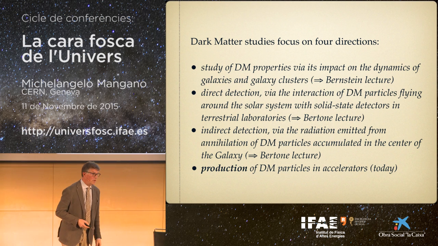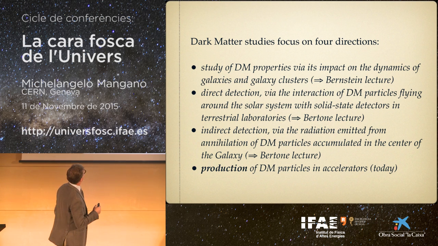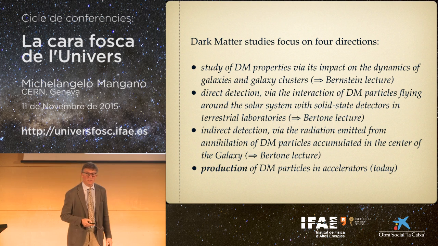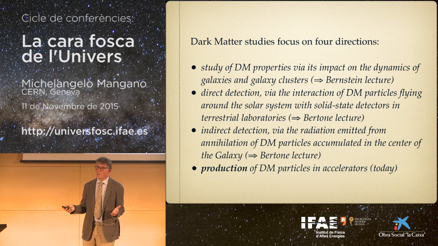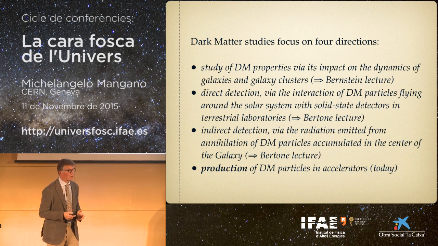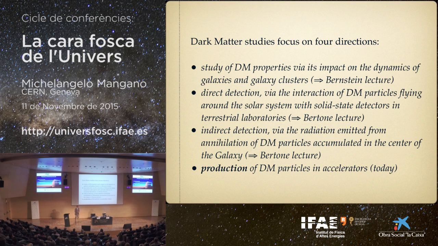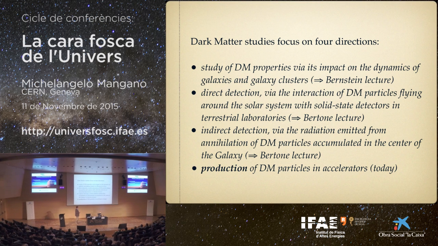And finally, the fourth direction is to directly produce dark matter. All of these first three bullets relied on using the dark matter that's around, that was created at the beginning of the Big Bang. So it's a relatively passive attitude. In this fourth bullet, we want to be active. We want to create dark matter in the lab. And once we have it, we can study it much more easily, of course, than if we can only have indirect access to it.